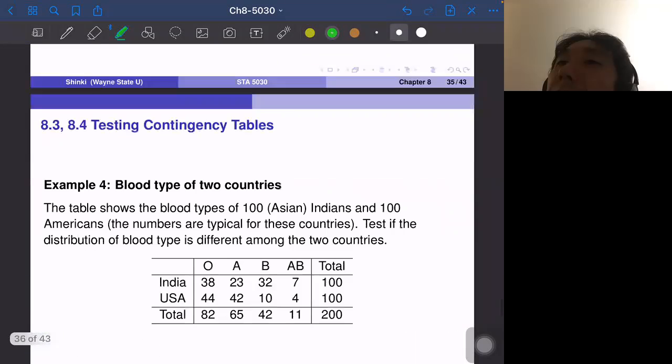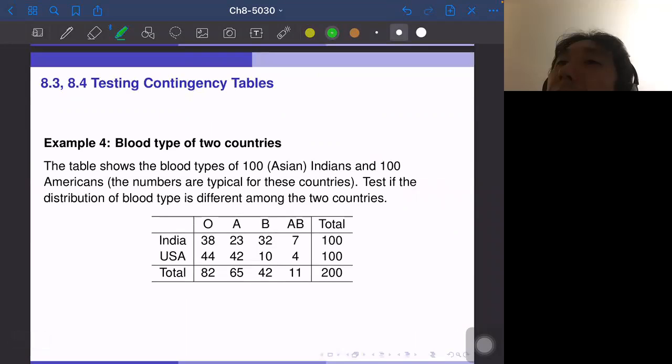So this is the chi-square test. Another example: a table that shows the blood type of 100 Asian Indians and 100 Americans. These are actually fake data, but the numbers are typical for these countries, coming from some statistics. We test whether the distribution of blood type and country are independent or not. Or we can say that India and the US have different patterns in blood type.